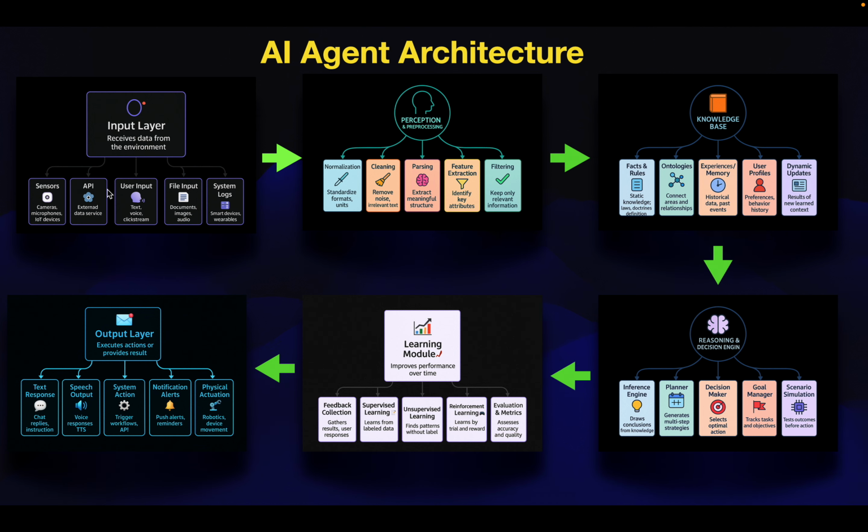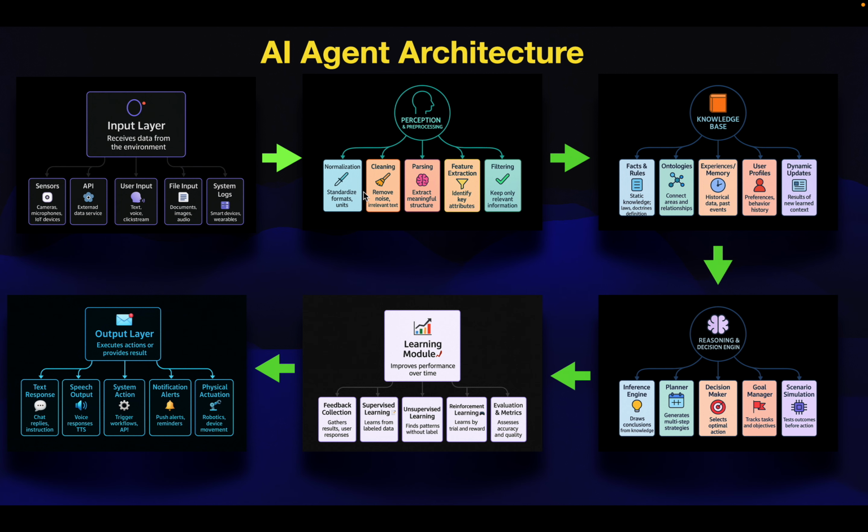It can pull data from sensors, from APIs, and from user input, like whatever we give as input in a chatbot or any ChatGPT model, such as text or voice. We can also give file input as documentation, like attaching PDF files or any other format, and also system logs from apps or variables. So this is the agent's raw perception of the world.